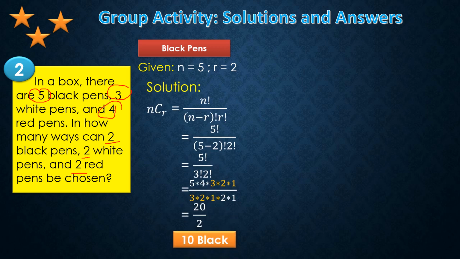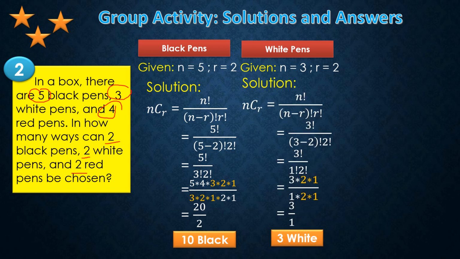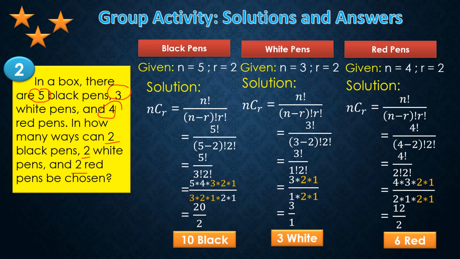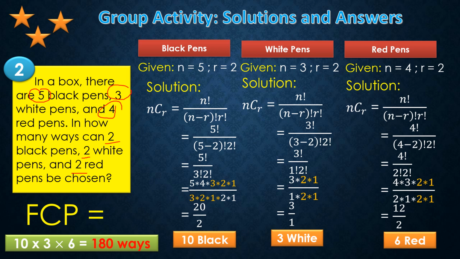So, solution, final answer is 10 for black pens. And for the white pens, based on the problem, we choose from 3, and only take 2. Answer is 3 for white. Then, for the red pens, 4 to choose from, we only take 2. So, total of 6 for red. So, using the fundamental counting principle, the total unique combination is 180 ways.